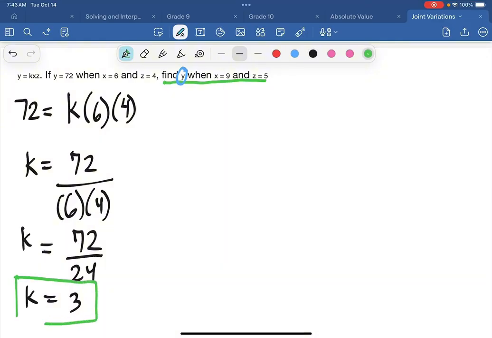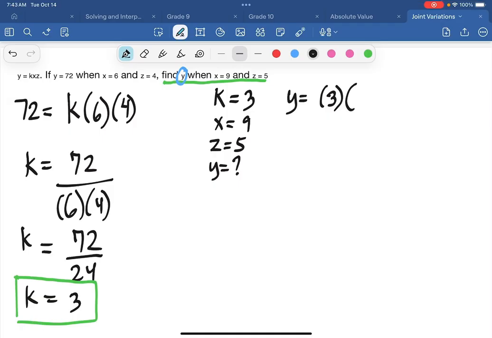Now based on this, we can now use the value of k for the second part. But this time, let's first write the available values of each variable. K is 3, x is 9, z is 5, y is missing. So we're going to find the value of the dependent variable. So you have here y equals k, which is 3, times 9 times 5.